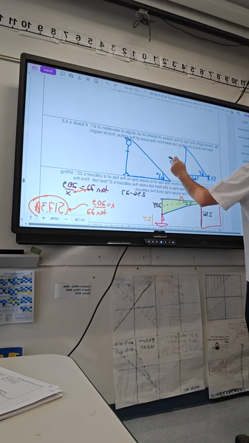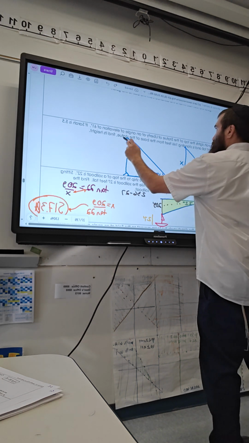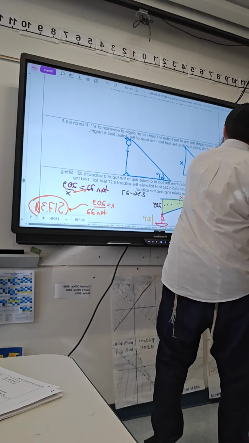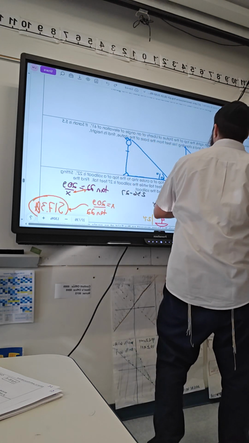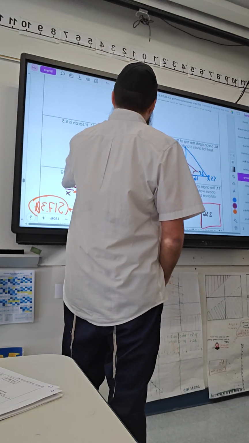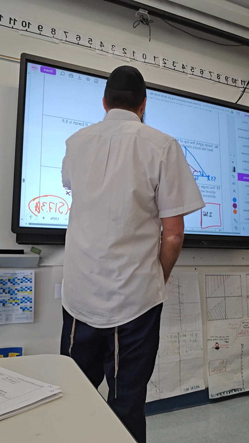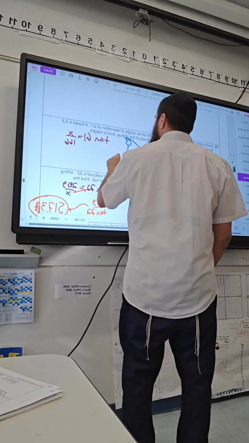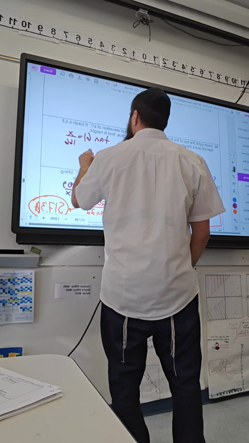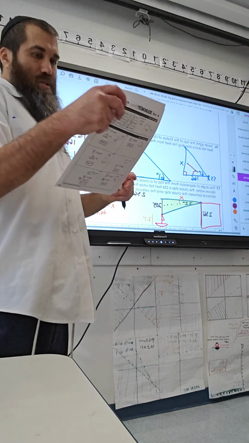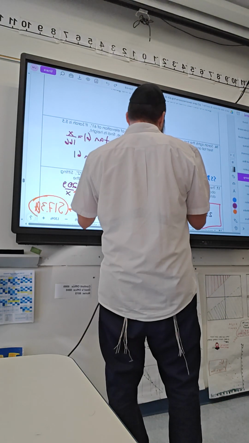So let's just erase this part. I'm going to get rid of this picture too. No, I'll just do it over here. We've got an opposite, we've got an adjacent, this is the right angle. So we've got tangent. So tan 61 equals x over 166. So x equals 166 tan 61. So x equals 299.5.